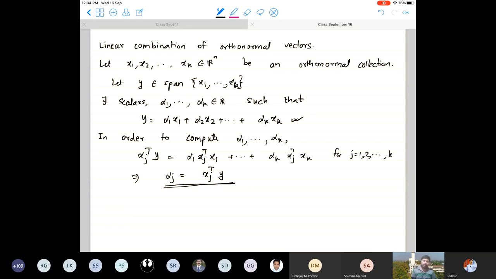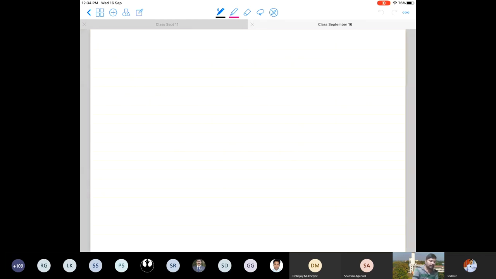But right now you have to understand that this calculation is very important, and orthonormality ensures that you can compute these coefficients alpha 1 up to alpha j very easily. Okay, so now, as somebody had already pointed out, I will write down orthonormal basis.